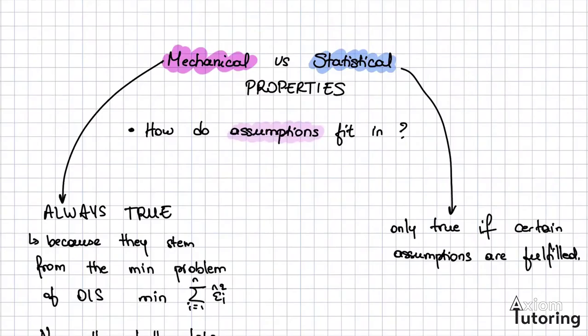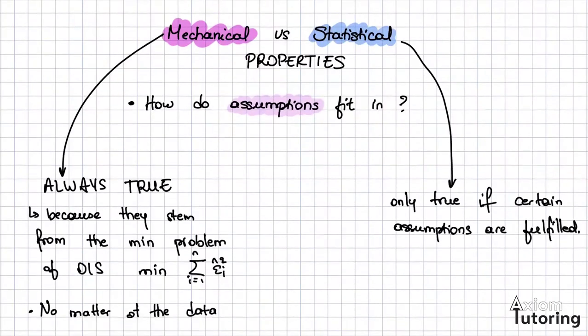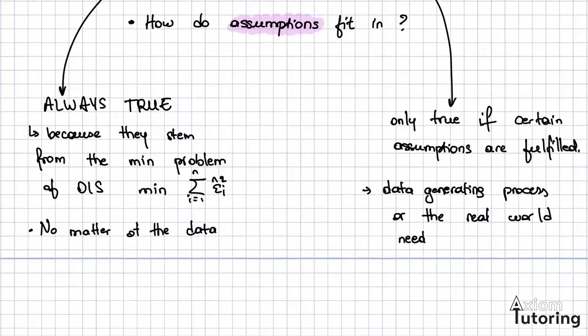So what does that mean for us? Well, that means that the statistical properties actually require the data generating process, or the real world, to behave a certain way.